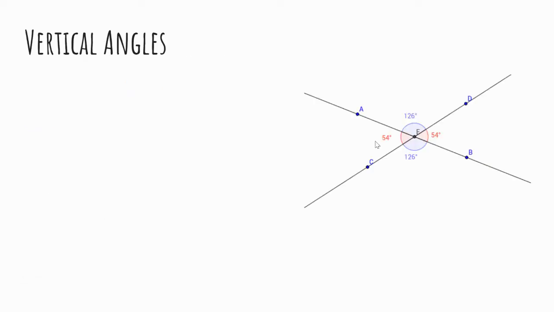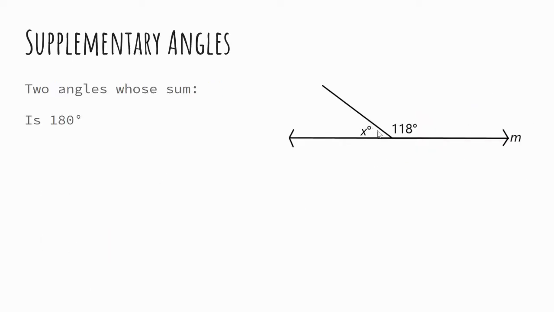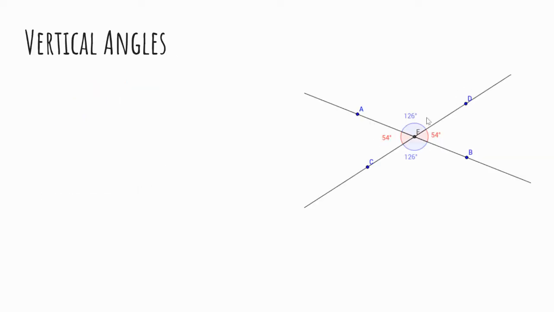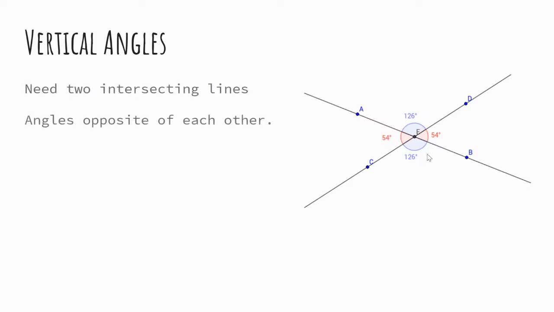Okay. Last one is vertical angles. Now, vertical angles are formed by two intersecting lines. They must be two intersecting lines. That is different than this. This is not two intersecting lines. This is just a line with a ray going out. So two intersecting lines form these things called vertical angles. Now, vertical angles are the angles opposite one another. So this angle and this angle are considered vertical. Even though they're straight across, vertical doesn't mean straight up and down in this case. It just means across from. So these two are vertical angles.